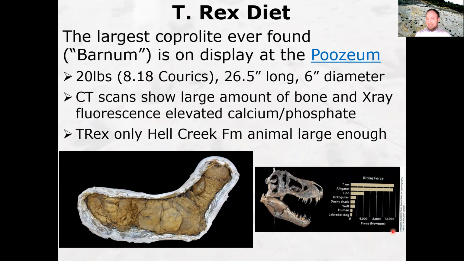So it's actually got a name. This is a large piece of dinosaur poop. It's 20 pounds. It's been fully lithified, 26.5 inches long, and 6 inches in diameter. So this is a very large leaving. It's so large, it's the world record holder. It's got a name, it's Barnum. It's on display at the Museum.